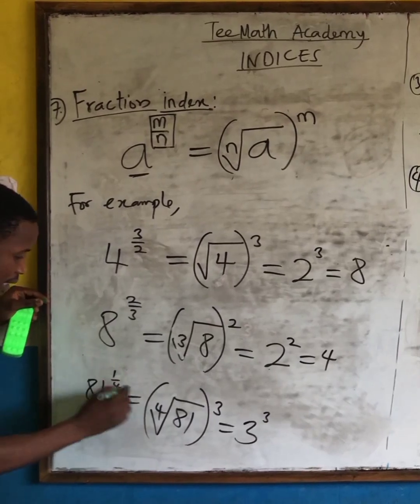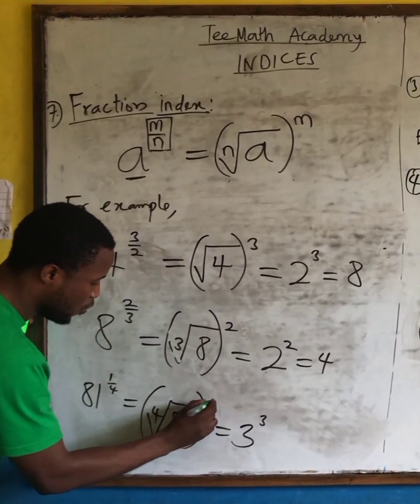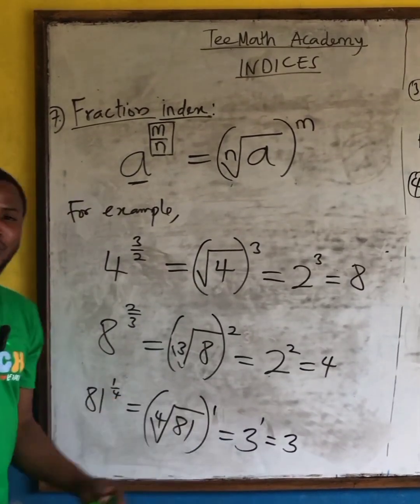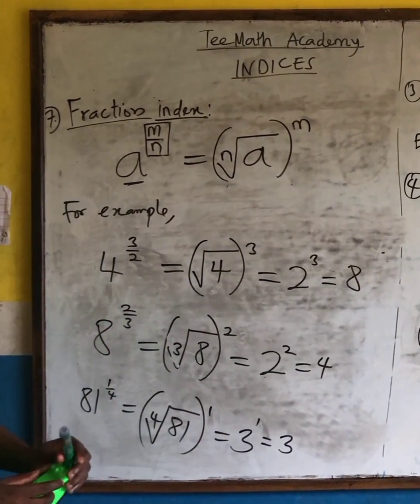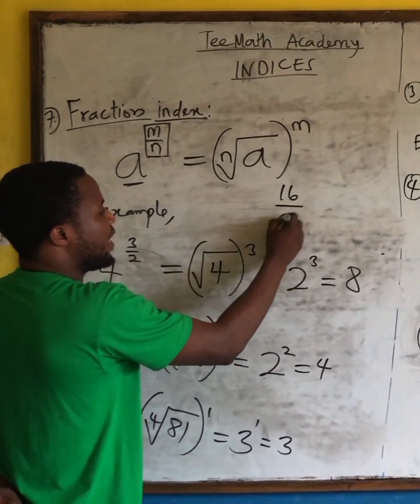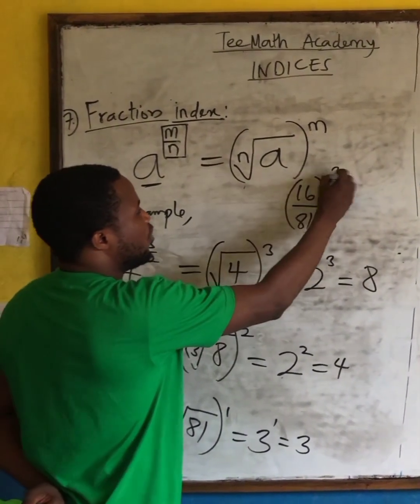A lot of people will think it's because of this 3 that I'm putting here. So 3 raised to the power 1 is 3. If it is 3 raised to the power 3, of course, that is 27. This thing can also be in form of a fraction. I can have 16 over 81 all raised to the power 3 over 4.